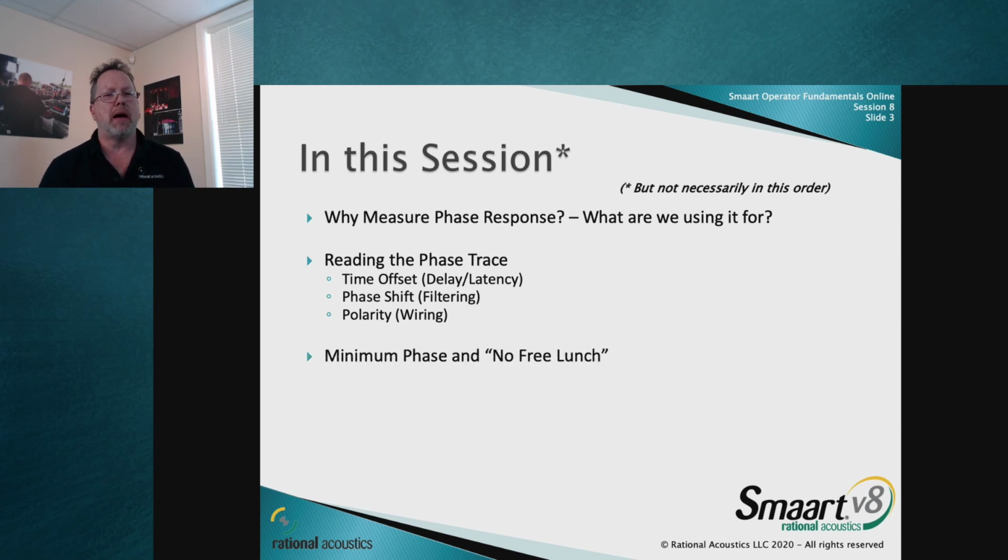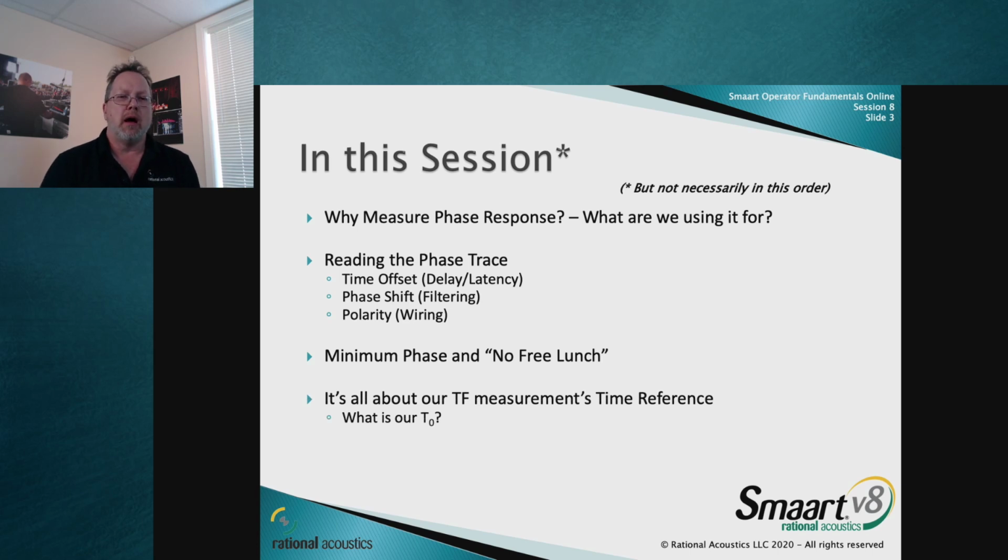So we're going to talk about minimum phase and no free lunch, just basically this idea that given a magnitude response, you create a magnitude response, you're going to necessarily have a certain amount of phase shift that goes along with this. You can't change the magnitude response without having the phase shift impact.